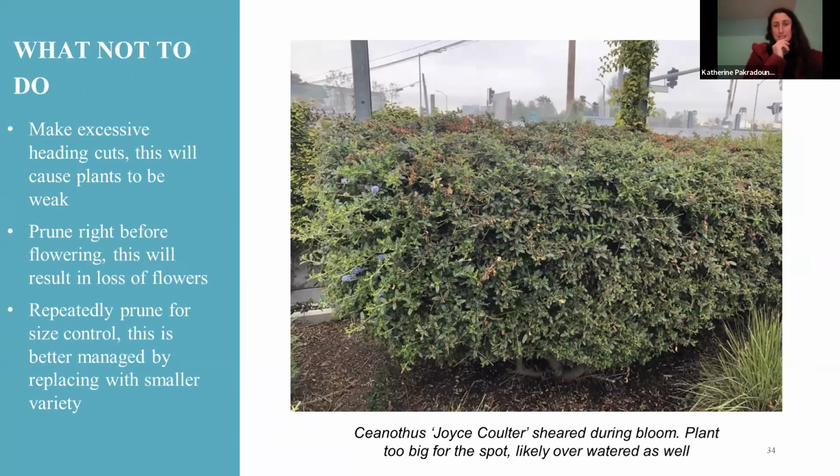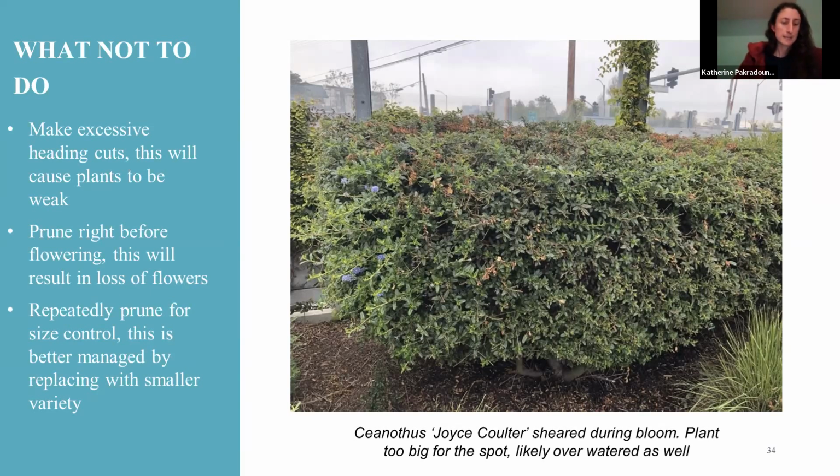This, for instance, is a Ceanothus 'Joyce Coulter' that's been repeatedly sheared, almost made into an odd hedge. You don't want to repeatedly prune for size control to the point that the plant cannot show its purpose. Plants that want to be 8 feet wide shouldn't be pruned repeatedly so that they stay 3 feet wide. It's better to remove that plant and plant an appropriate species instead of repeatedly hacking back at that plant.